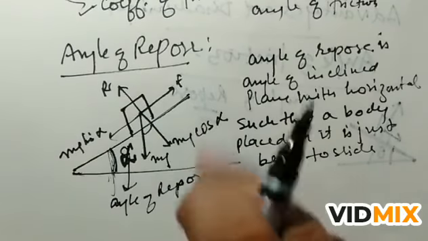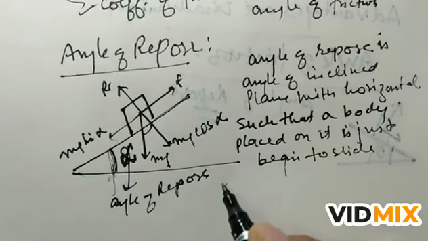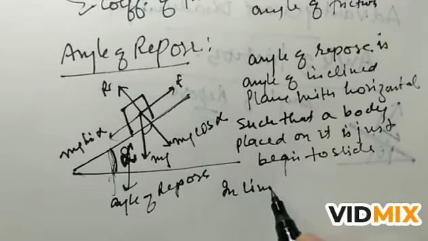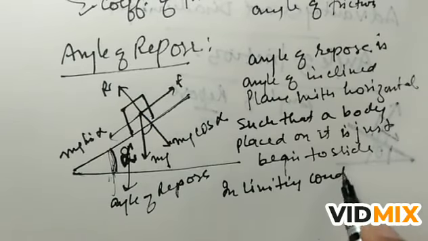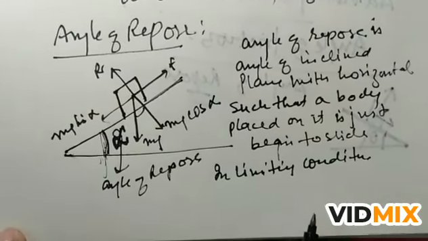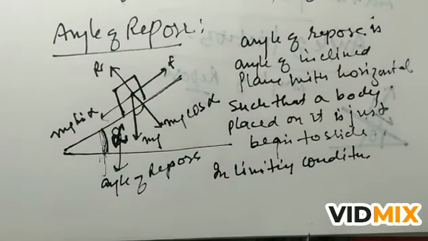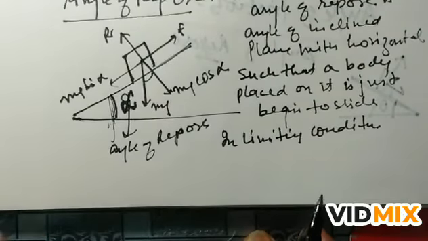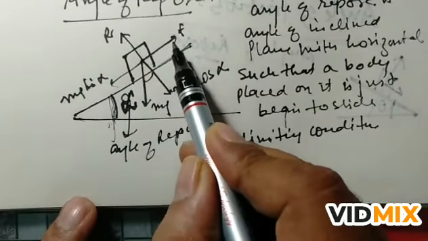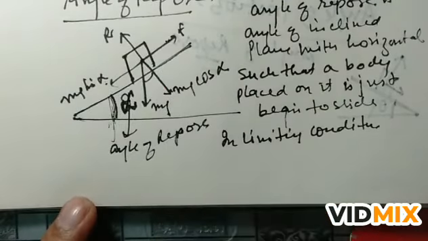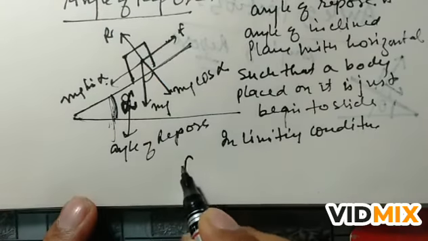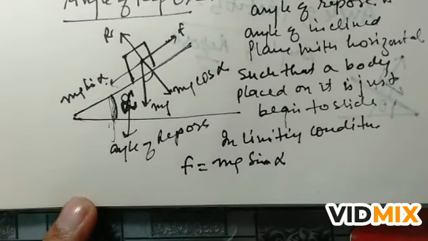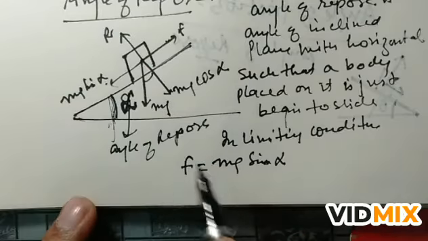So from here, if you see, in the limiting condition, when the body is not sliding, it is just about to slide. So in the limiting condition, what we are seeing here is that F is equal to mg sin alpha, and R is equal to mg cos alpha.